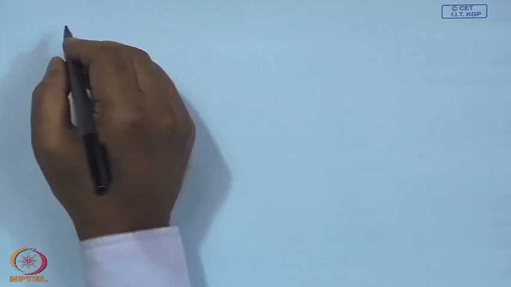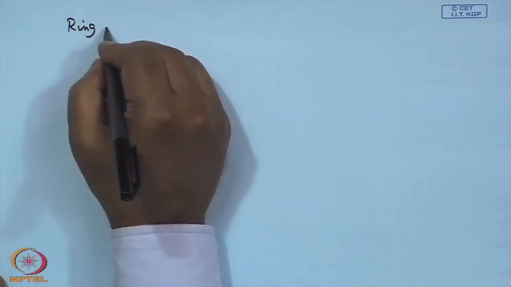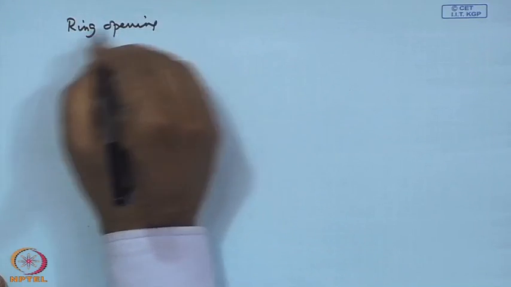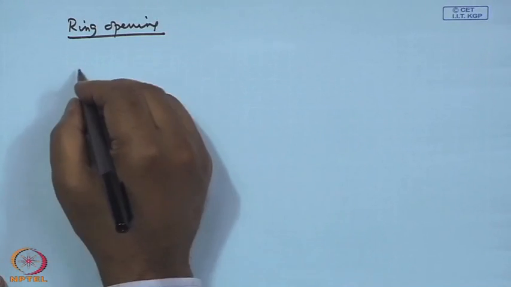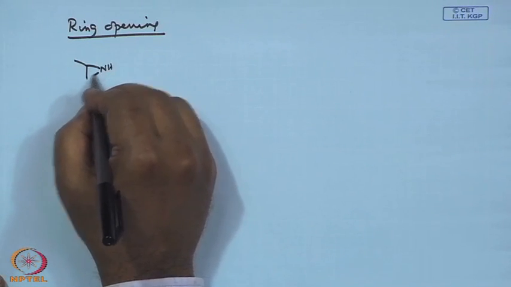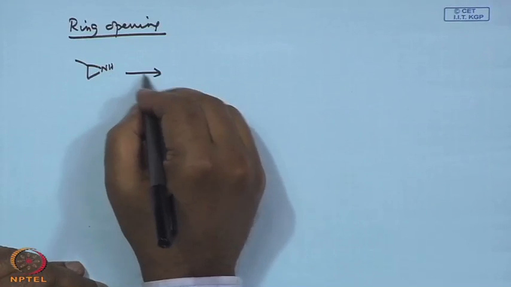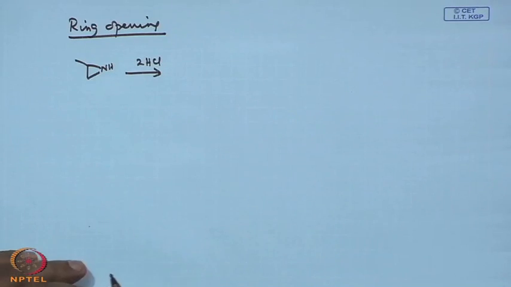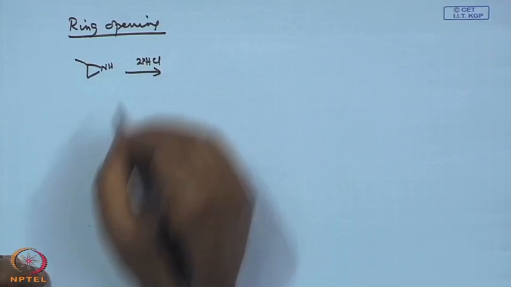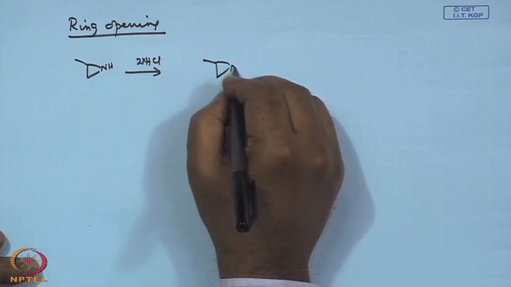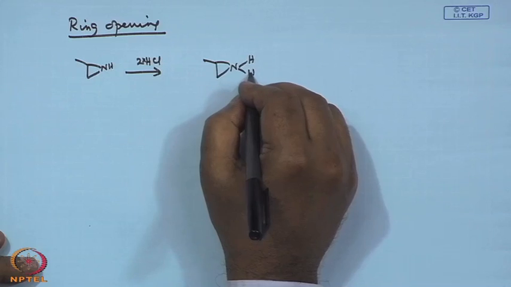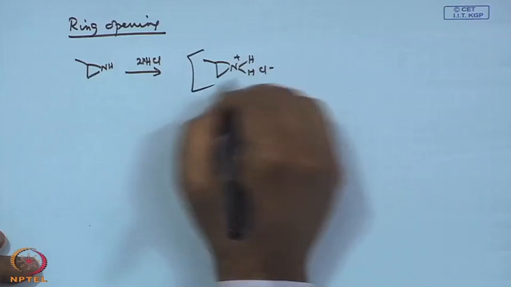Then another important area, of course, in heterocycles, especially in non-aromatic heterocycles, is ring opening. All of us know, right. If you have for example aziridine here, and if you treat this with 2 equivalents of HCl, what do you expect? HCl means acid base reaction. So, first it will undergo protonation, then what? The first step, one would say, is a quaternization, and then the next step.